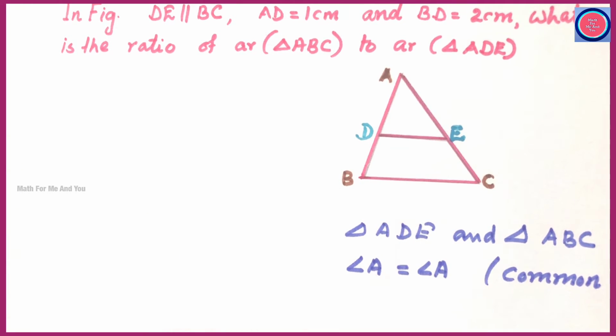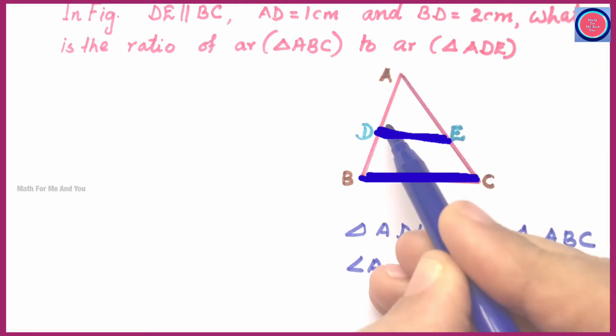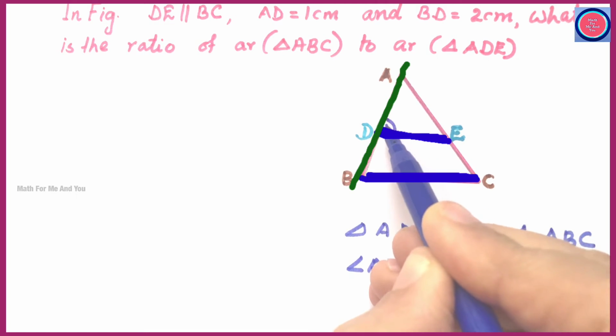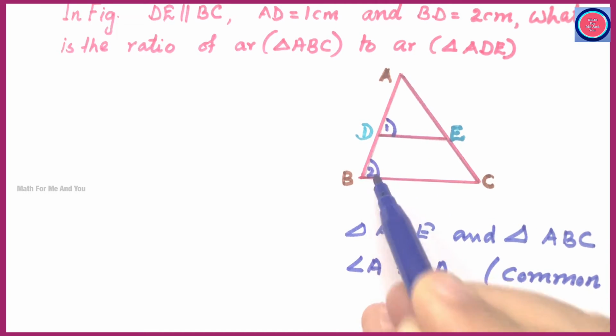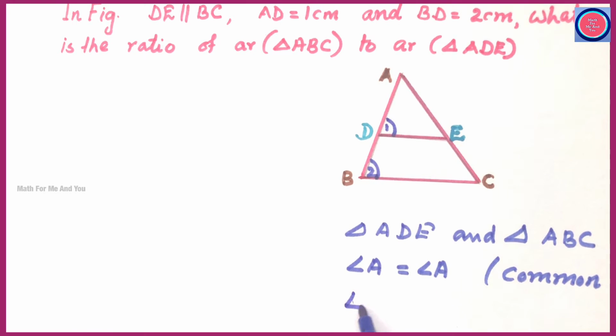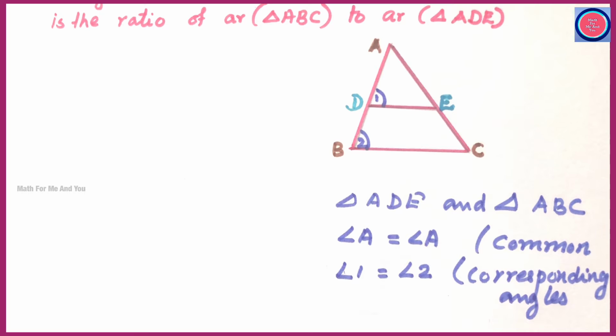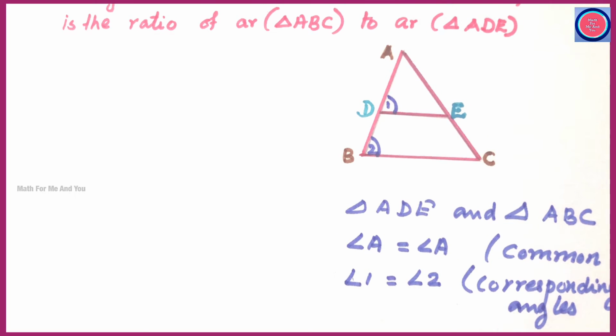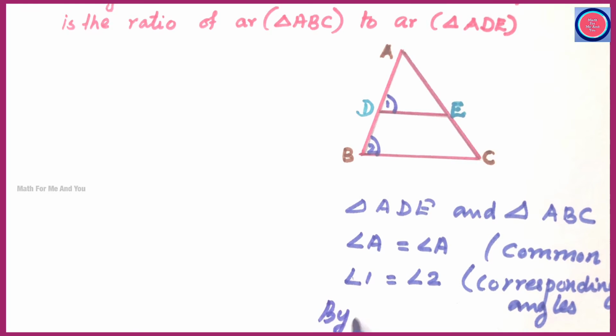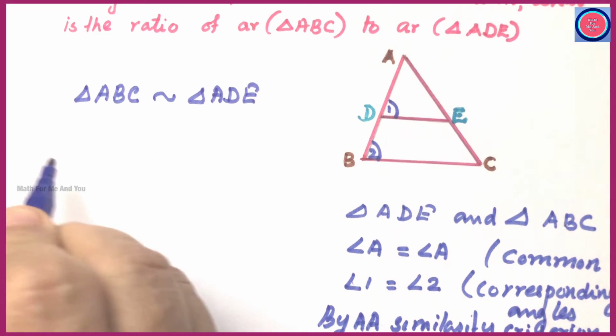We can see the sides. DE is parallel to BC. Look at that. And the line AB cuts DE and BC. That means here we get two angles. Let me mark them as 1 and 2. What about these two angles? Yes, they are corresponding angles, so they are equal. Angle 1 equals angle 2. Now by the AA similarity criterion, we could say that triangle ABC and triangle ADE are similar. So by AA similarity criterion, triangle ABC is similar to triangle ADE.